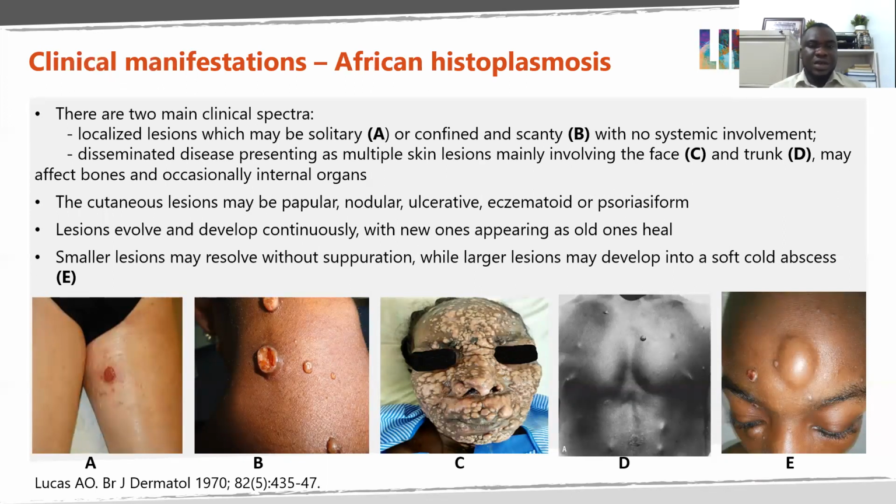These lesions may be papular, nodular, ulcerative, eczematoid, or psoriasiform as well. The lesions may appear in different sizes, because whilst the old ones tend to heal, new ones appear. So you realize there are different sizes of lesions on the skin. The smaller lesions may resolve without suppuration, whilst larger lesions may develop into soft cold abscesses, as you can see here in figure E.